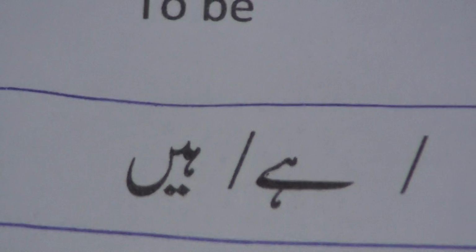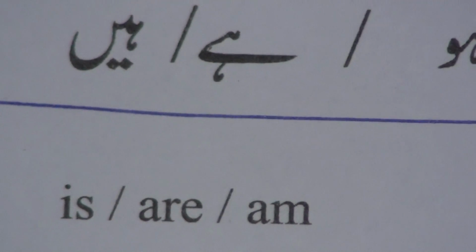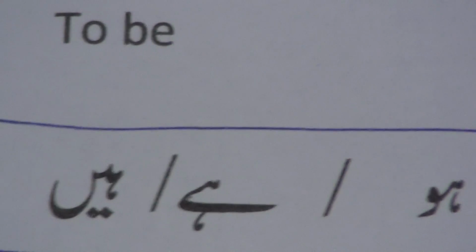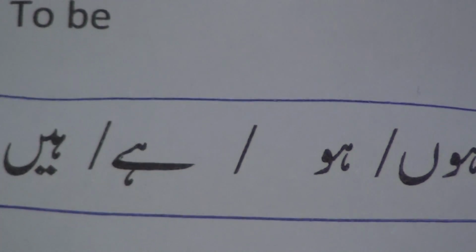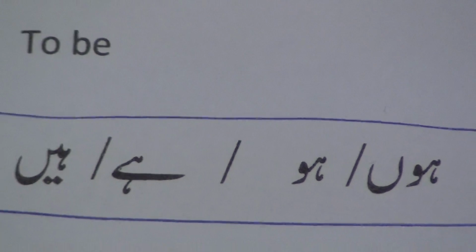As you know, the verb to be is conjugated in English as is, are, am, and in Urdu it is conjugated as हूँ, हो, है, हैं.